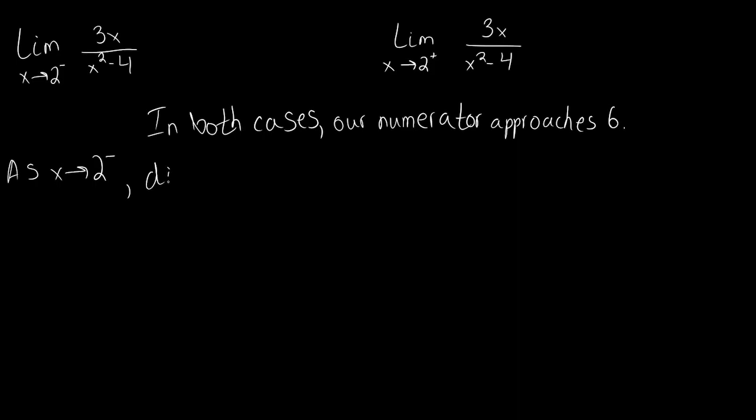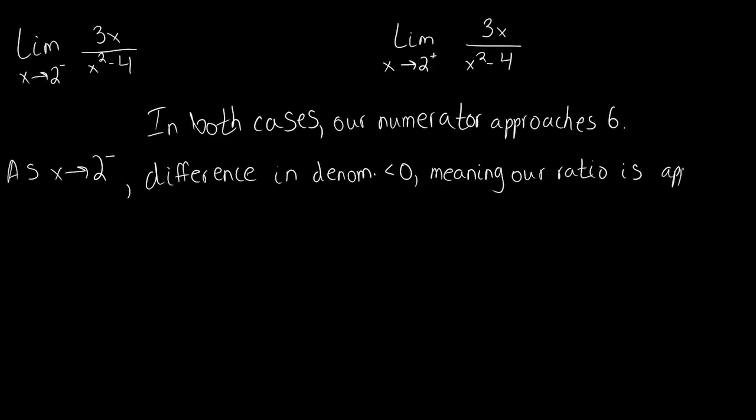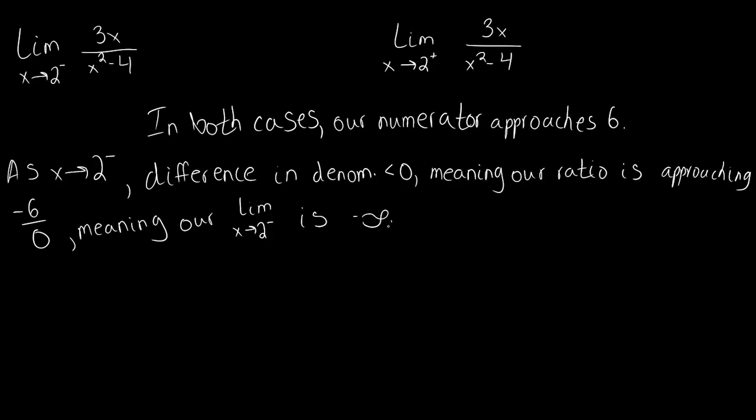So we have the difference in denominator, let me abbreviate there, is less than 0, meaning our ratio is approaching negative 6 over 0, meaning our limit as x approaches 2 from the left of our function is negative infinity.